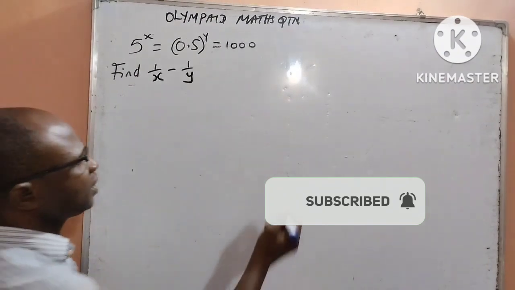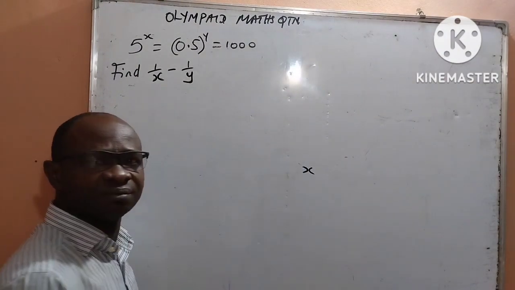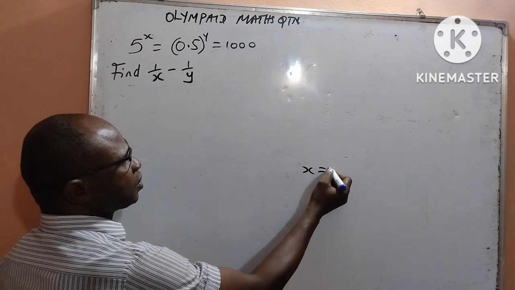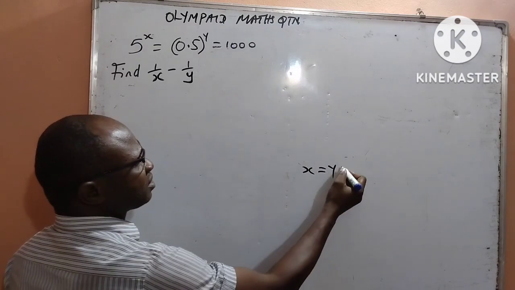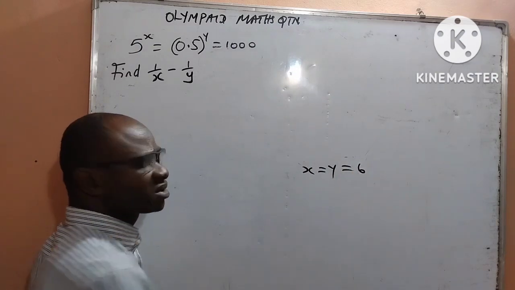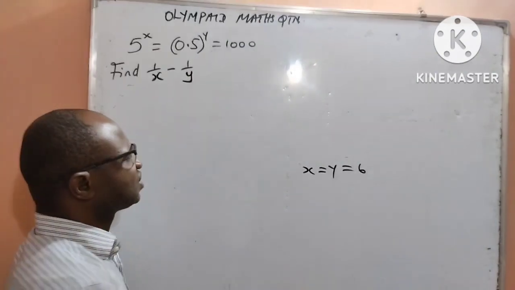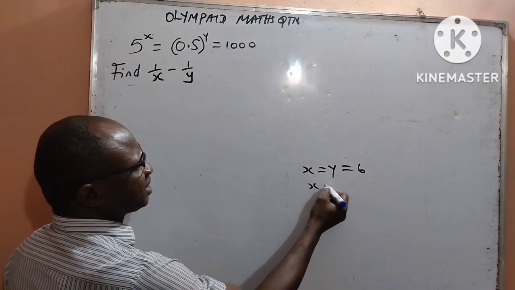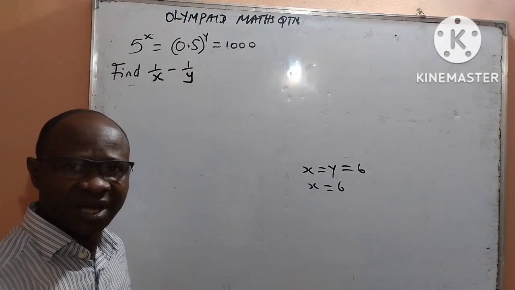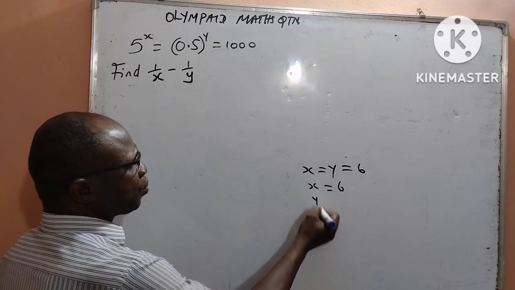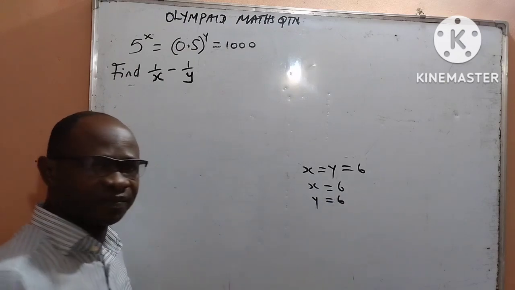Beautiful. If I give you x equal to y, then equal to 6, what it means is that x is equal to 6 and also y is equal to 6.